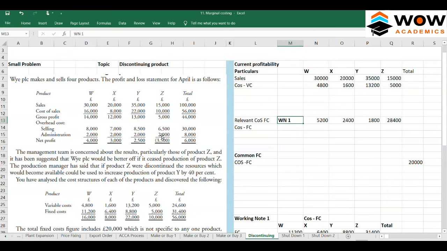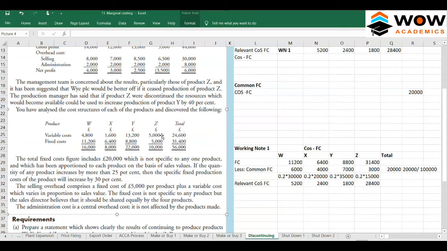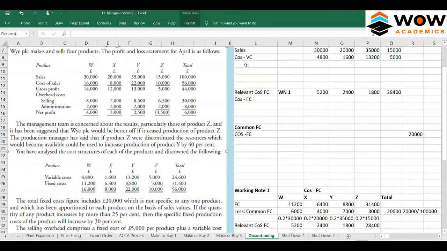So next, this part is over, and if sales increase by 25%, then this fixed cost will also go up by 30%. We are not bothered about that now. The selling overhead comprises a fixed cost of 5,000 per product plus a variable cost which varies in proportion to the sales value. So they tell us that in selling, there is a variable component and also a fixed component.